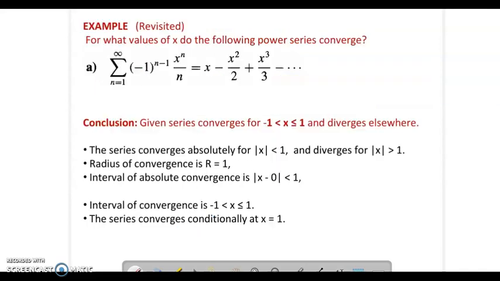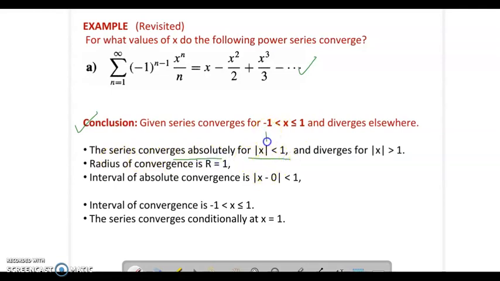So let's see this example. The first example we did, this was the conclusion we made, that the series converges for -1 less than x less than or equal to 1 and diverges elsewhere. This was the first problem discussed, right? There we wrote the conclusion this way. Now that we have introduced the terms, we will use them. First, the series converges absolutely for mod of x less than 1.